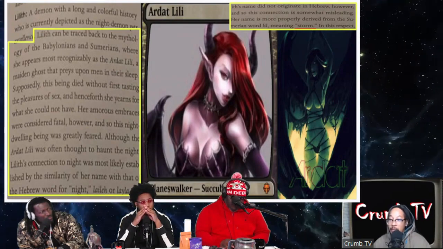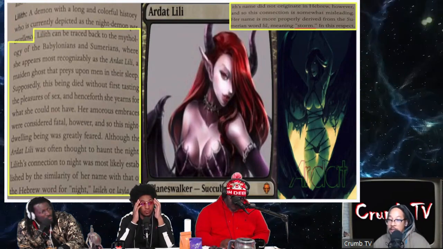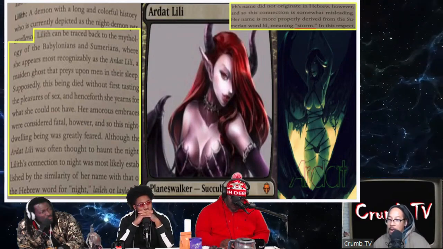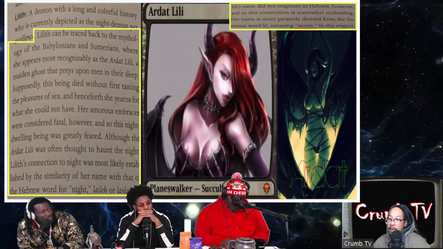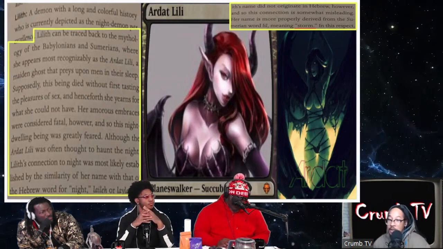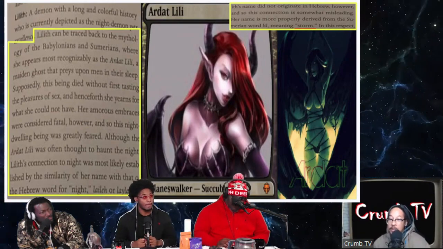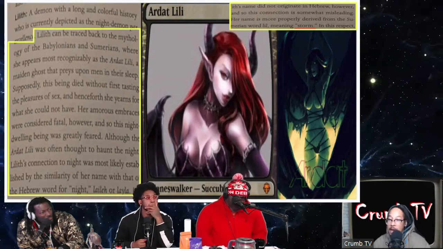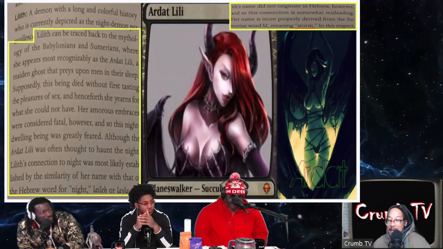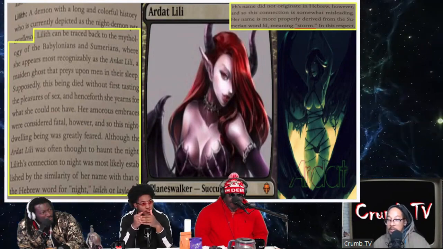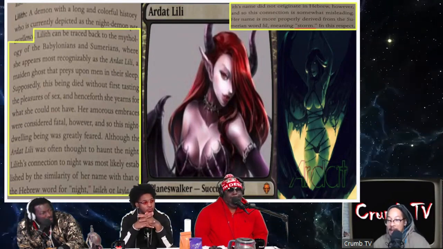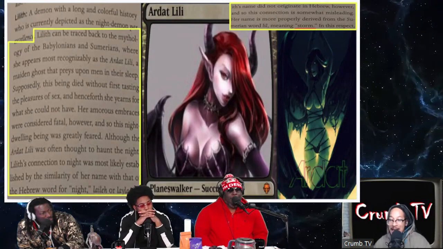Her amorous embraces were considered fatal. However, this night-dwelling being was greatly feared. Although the Aradat Lily was often thought to haunt the night, Lilith's connection to night was most likely established by the similarity of her name with that of the Hebrew word for night.